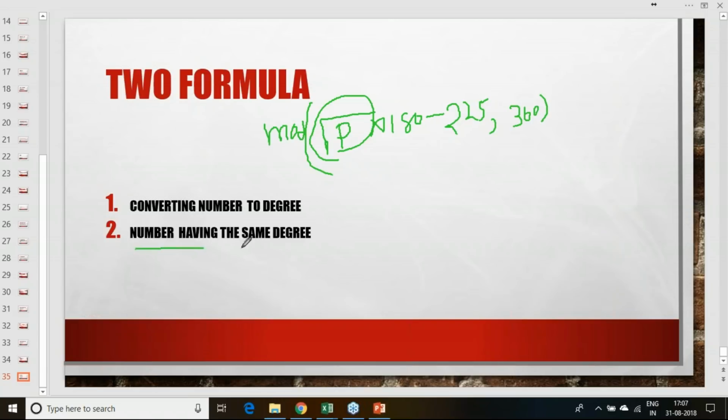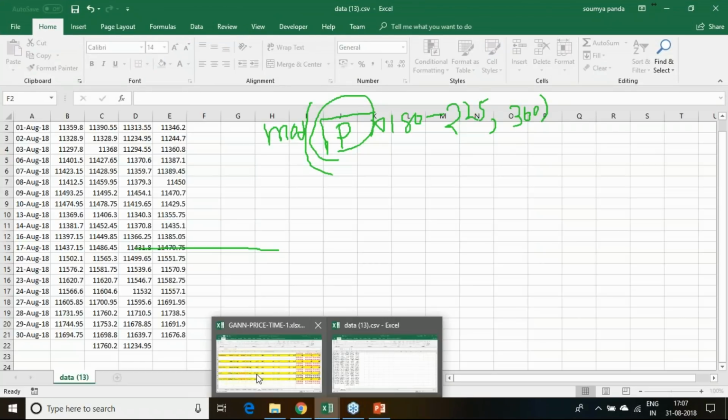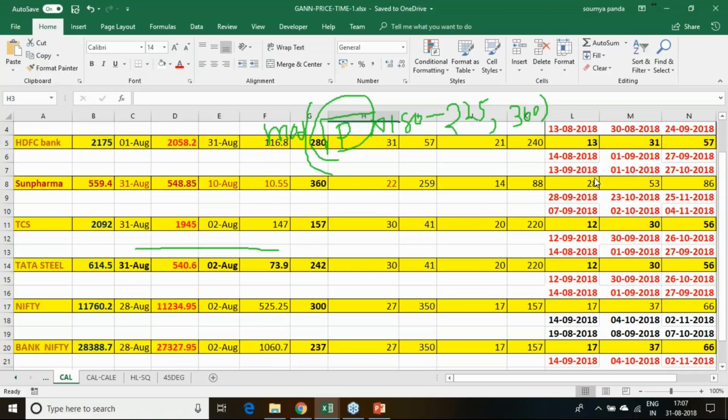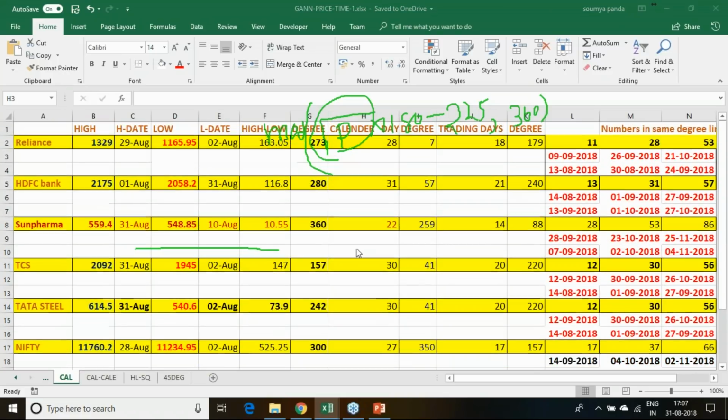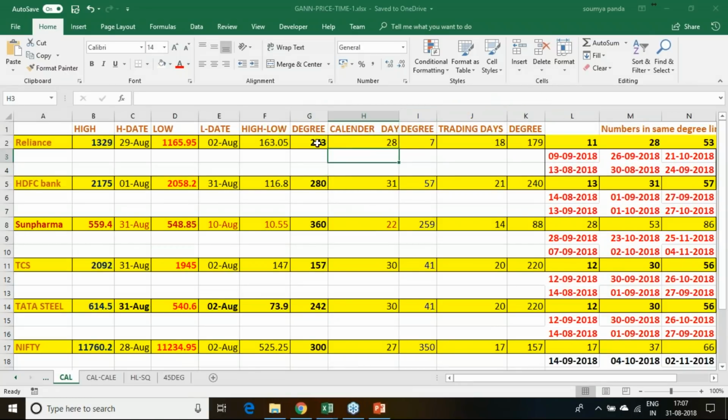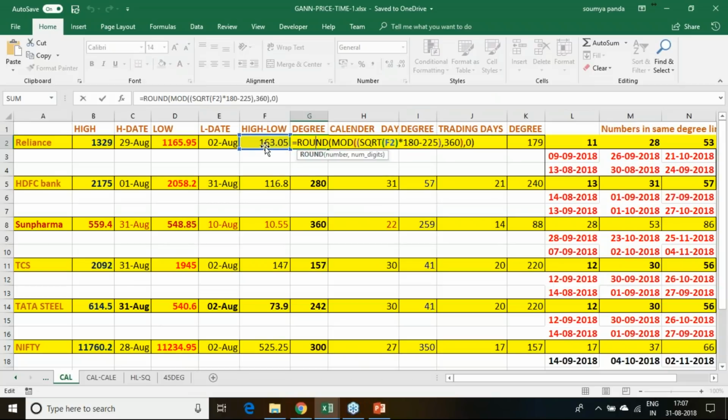Then we have another formula for the numbers lying on the same degree line, which also has a formula. I'll show this formula directly. It's a very small arithmetic formula; you can do it yourself. Here is the formula for converting the price to a degree. I take the price, the high and low difference, multiply by 280, subtract 225, assuming 225 trading days in a year, and divide by 360. The mod will give me the remainder.